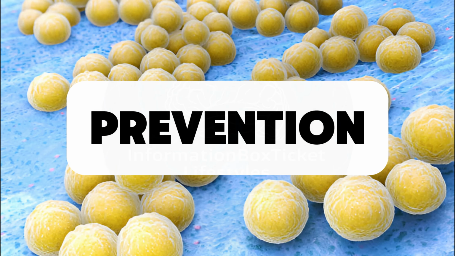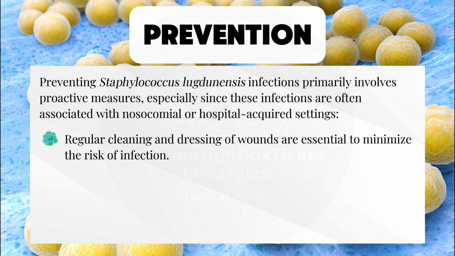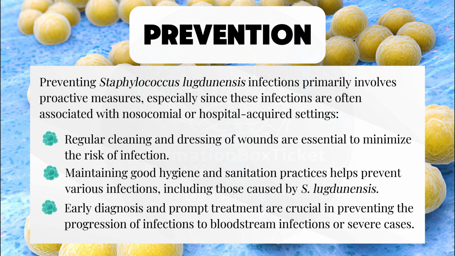Prevention of Staphylococcus lugdunensis infections. Preventing Staphylococcus lugdunensis infections primarily involves proactive measures, especially since these infections are often associated with nosocomial or hospital-acquired settings. Regular cleaning and dressing of wounds are essential to minimize the risk of infection. Maintaining good hygiene and sanitation practices helps prevent various infections, including those caused by Staphylococcus lugdunensis. Early diagnosis and prompt treatment are crucial in preventing the progression of infections to bloodstream infections or severe cases.